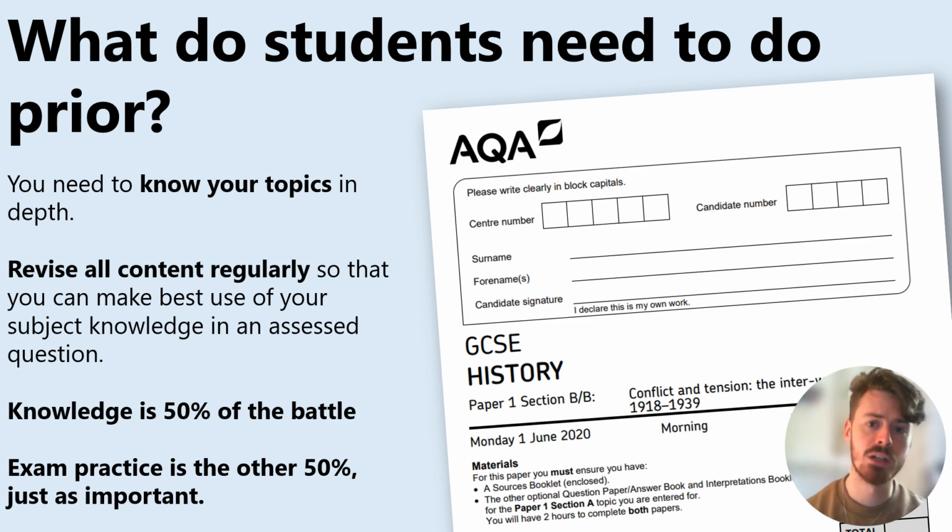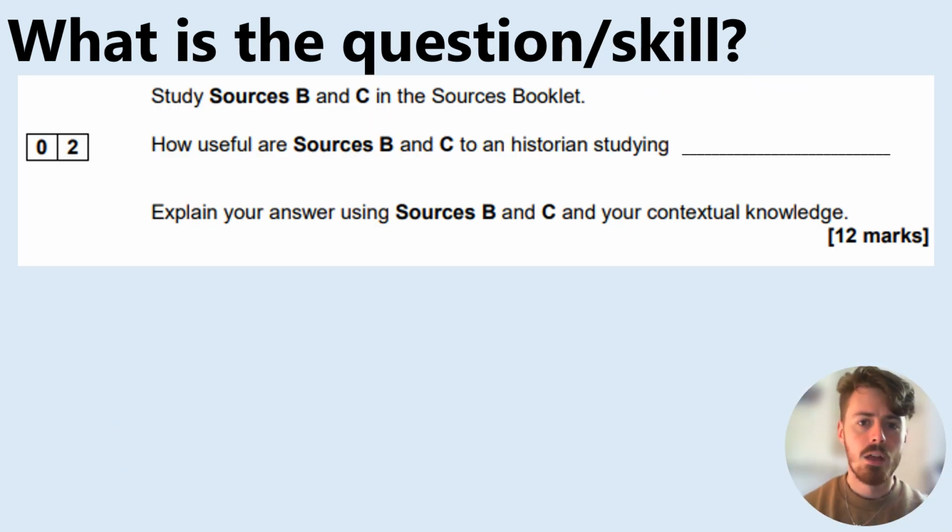So let's have a look at this question first so we actually understand what's being asked of us. The question for question 2 will always have a stem that looks like this. Study sources B and C in the source booklet. So there'll be a separate page with two sources on it, B and C. How useful are sources B and C to historians studying blank?